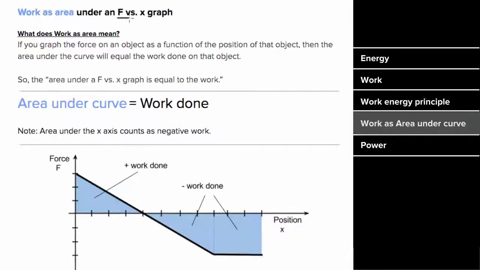If you get a force versus position graph, the area under that graph will represent the work done. So when you see F versus x, you should think area equals work.